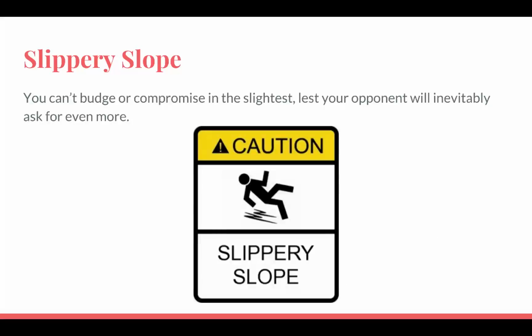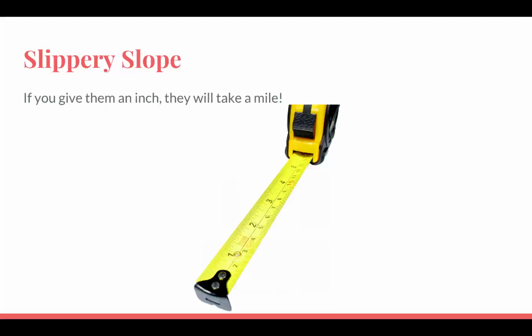Slippery slope. So this says you can't budge or compromise in the slightest, lest your opponent will inevitably ask for more, right? And this is another real common one. In fact, quite annoying. People will call themselves out on this and use this fallacy as the basis of their argument. They'll say, whoa, whoa, whoa, slippery slope, can't do that. And like, no, that is a logical fallacy. Just because someone has asked for a small raise does not mean they want a huge raise. Sometimes they just want a small raise. So let's look at some examples.